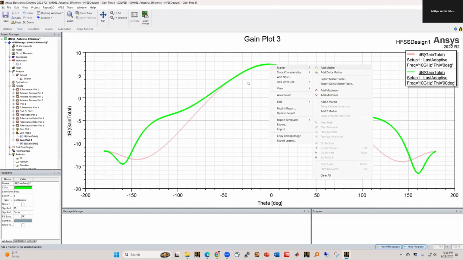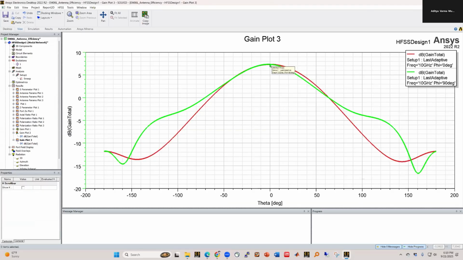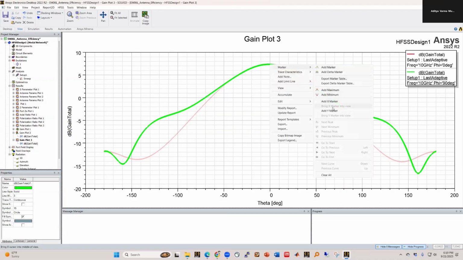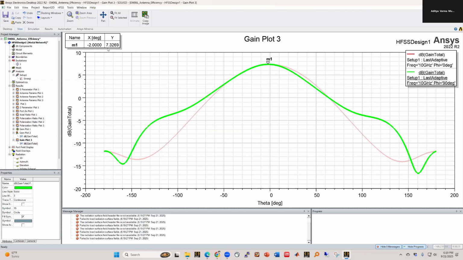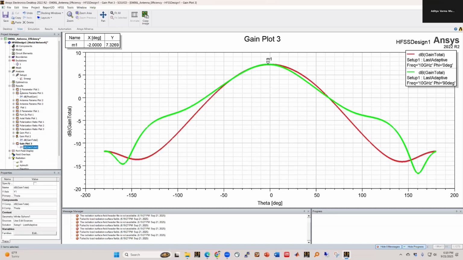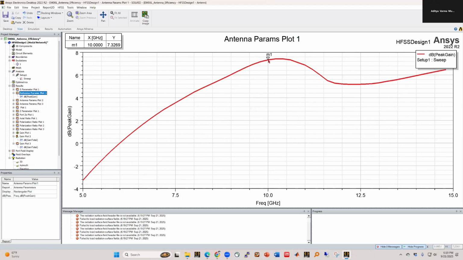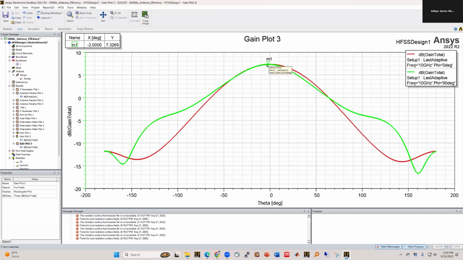So again, I can put a marker. And of course, E and H plane should have the same value when theta is 0. Right? So you can add a maximum marker, which is 7.3269. And this should be in good agreement, exact agreement, in fact, with the gain that we plotted earlier. Right? At 10 gigahertz, the maximum gain was 7.3269. Once again, in bore side, so this is gain as a function of angle, that was gain as a function of frequency. Right? So here we're plotting at 10 gigahertz, taking the maximum. There we're looking at the maximum over frequency. Right? And they both should be equal because this is the total maximum.